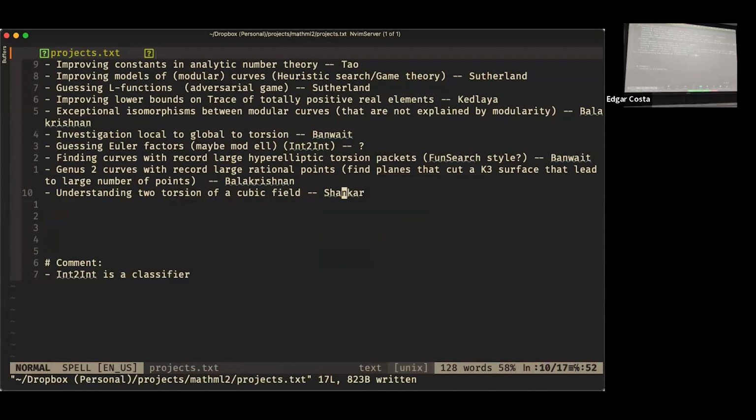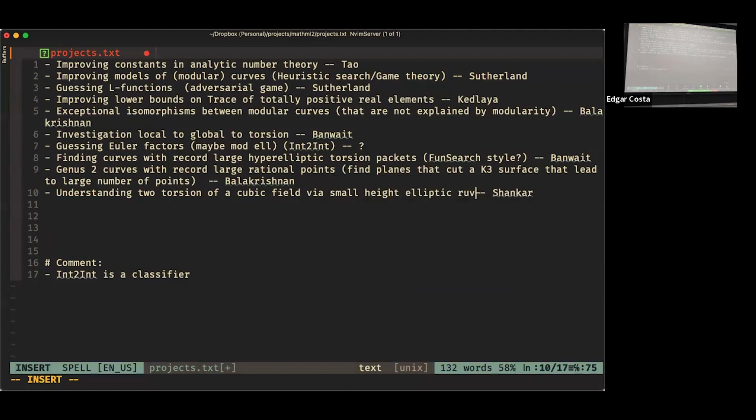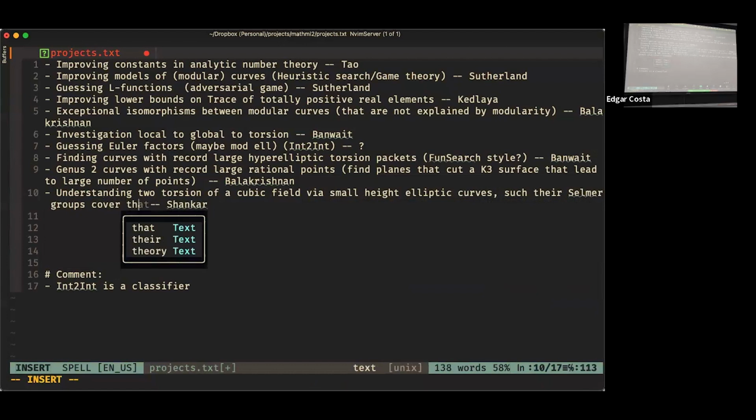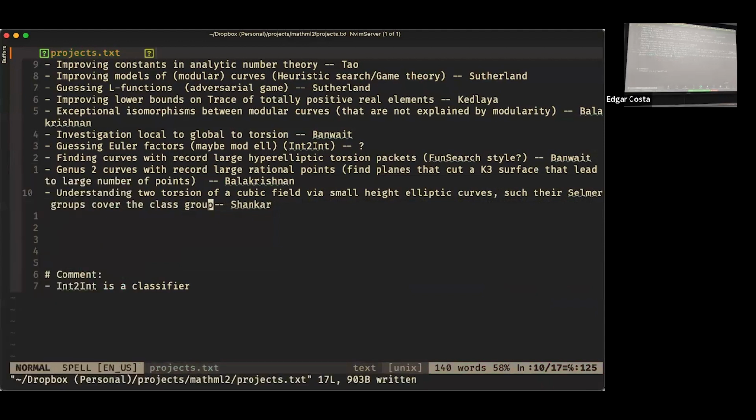But of course these are all infinite groups. You can't really do anything with that. But what you want to do is find elliptic curves with small height if possible, such that you can cover this class group with Selmer groups. So it's something about covering a torsion subgroup of a class group of a number field with Selmer groups of elliptic curves. And there are obvious ways in which to do this, but they're not very good. And it might be that you can find clever twists which reduce the height and so on and so forth.